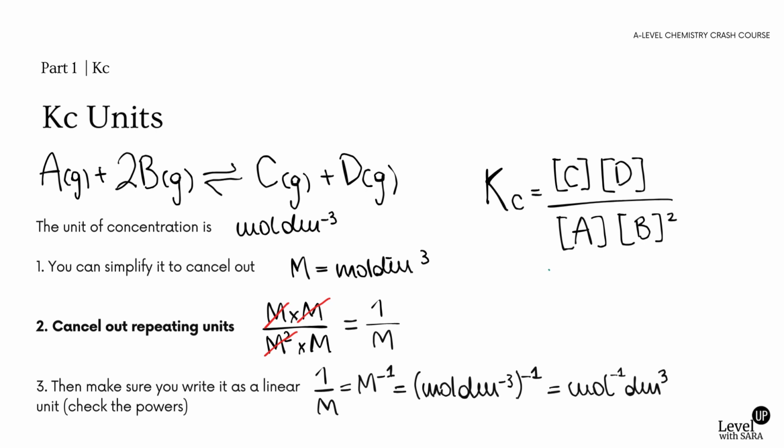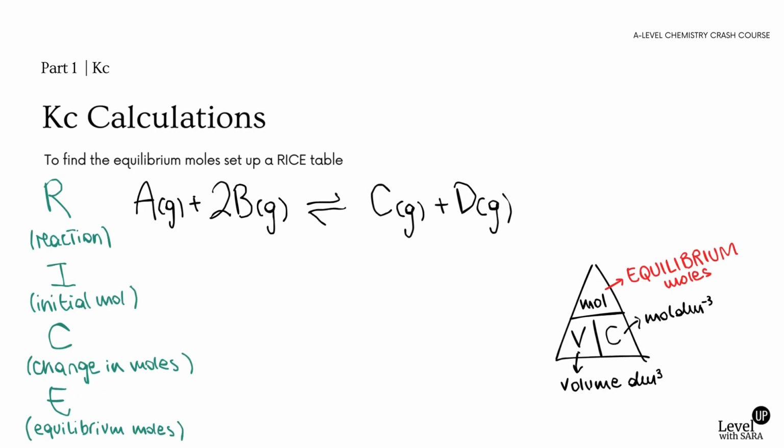You need to make sure that you write it as a linear unit, so you need to check the powers. In fact, 1 over the unit is the same as the unit to the power of minus 1. Then we can expand it as mole per decimeter cubed to the minus 1. So to solve this, it's mole minus 1 decimeter cubed. That said, let's dive into the calculations.